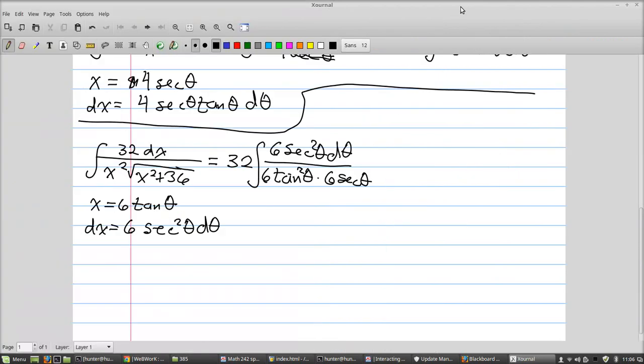Alright, so let's work on this one. You get some cancellation, so you can cancel a 6 and you can cancel one of these secants and you get 32 over 6. And now you could write it like this. How about cotangent squared? So instead of writing tangent squared in the denominator, I'll just write cotangent squared in the numerator. And you've got one secant left there. So this is secant theta d theta.